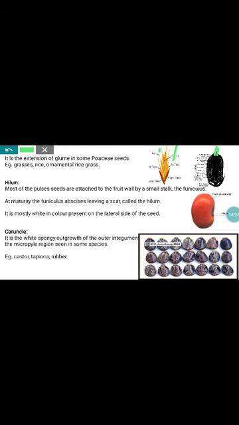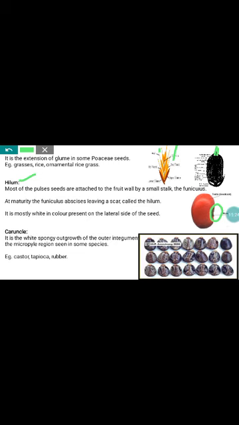Then the hilum, I already told you. This is in the case of pulses. That is the scar left by the funiculus. At the time of maturity, the funiculus gets detached, and that gives a scar-like mark. It appears white in color in the case of green gram, black gram and all. So this is also an external structure.